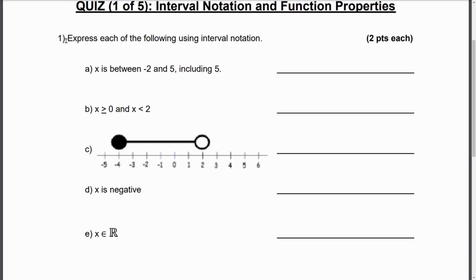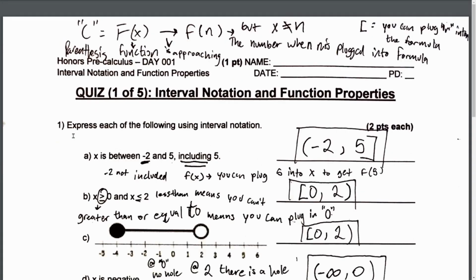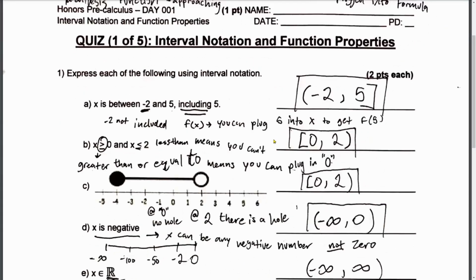Okay, so these sets of questions are asking you to list the domain in interval notation. So we've been doing that. X is between negative 2 and 5, including 5. So anytime you can include a value, you would use a bracket. Every time you can't include a value, you would use a parentheses. So the answer to 1a would be from negative 2 to 5. You would use a parentheses for negative 2 and a bracket for 5 since you can include 5.